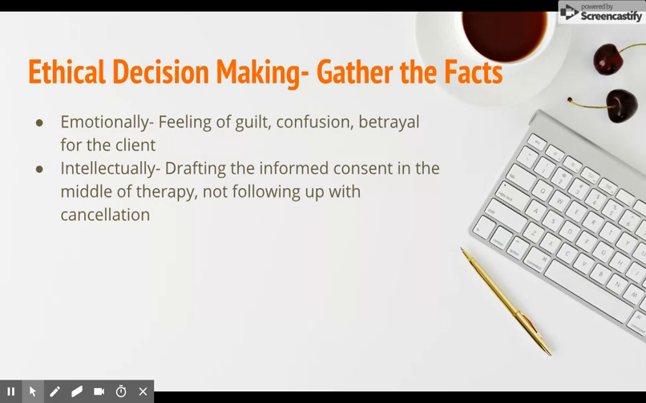Now, when we look at it emotionally, Kiara probably had a feeling of guilt and confusion. She was probably very flustered and unsure of what to do when the client started mentioning suicide ideation and right after she was warned about professional liability. And then on the client's part, he probably felt a sense of betrayal and mistrust of the counselor. Now, intellectually, drafting the informed consent form in the middle of therapy was not really the best decision for her, and then not following up with the cancellation. So those 2 facts are really what defined this case scenario as an ethical dilemma.